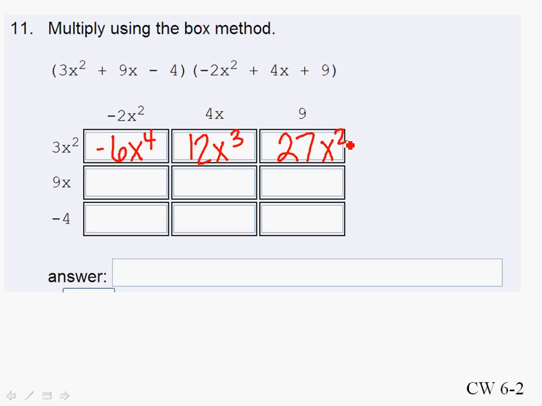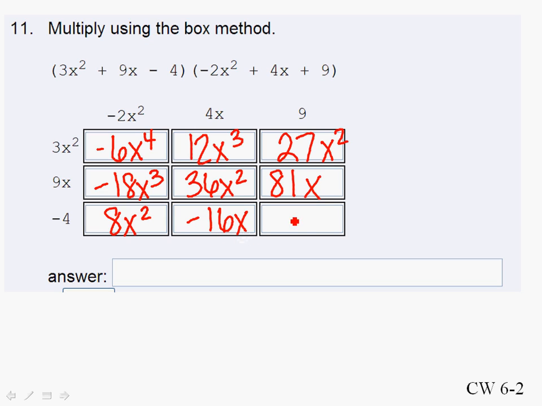Then 9x times negative 2x squared is going to give us negative 18x cubed. 9x and 4x is going to give us 36x squared. And 9x and 9 is going to give us 81x. Okay, for our last row, negative 4 times negative 2x squared is going to give us 8x squared. Negative 4 times 4x is going to give us negative 16x. And negative 4 times 9 is going to give us negative 36.